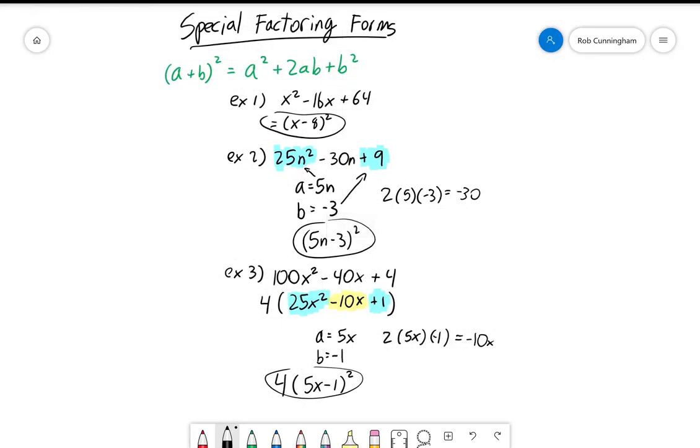So that's the first special factoring form, the perfect square trinomial. Again, even if you don't have a perfect understanding of all of the notation involved, you've been working with these perfect squares for some time. So if you recognize that something you're working with is a perfect square, you are allowed to use that knowledge. Just write down that it's a perfect square, and that will count as justification.